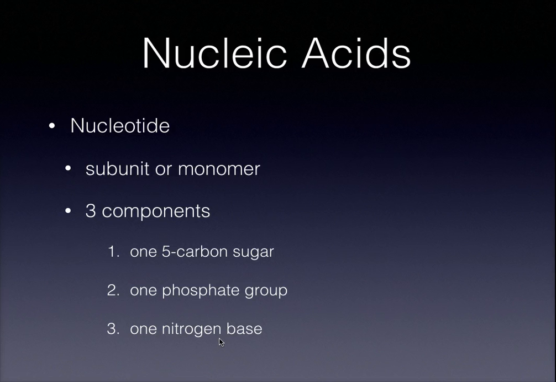Okay, so the monomer or building block for nucleic acids are nucleotides. And a nucleotide has three components. It contains one 5-carbon sugar ring, one phosphate group, and one nitrogen-containing base.